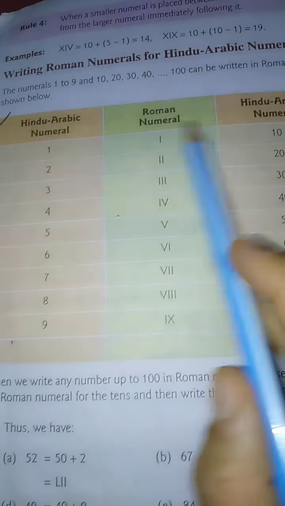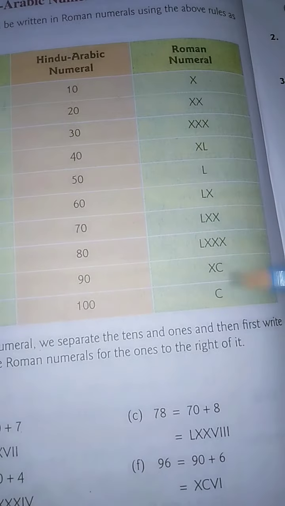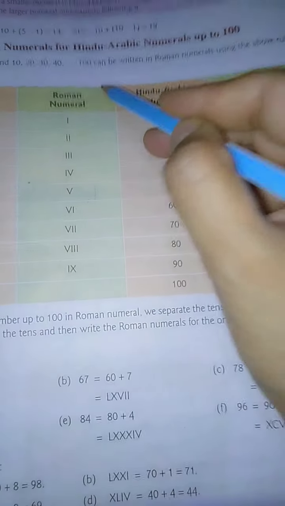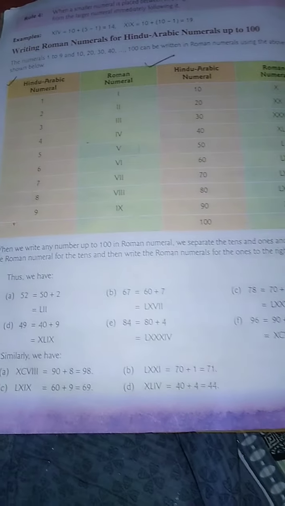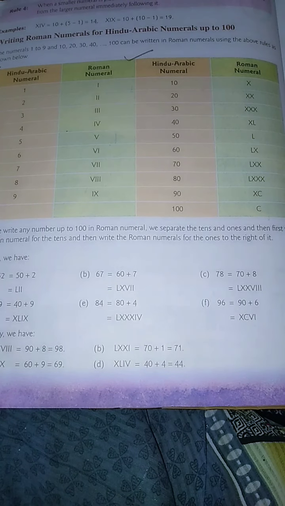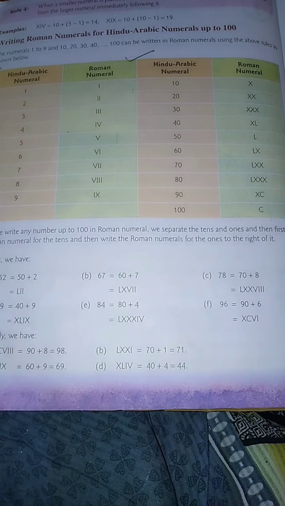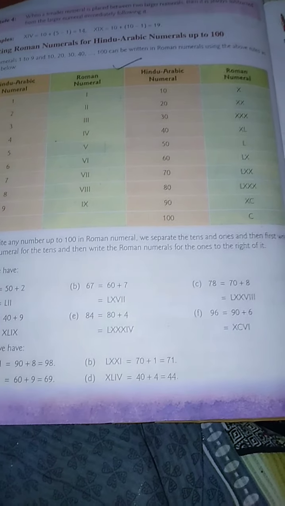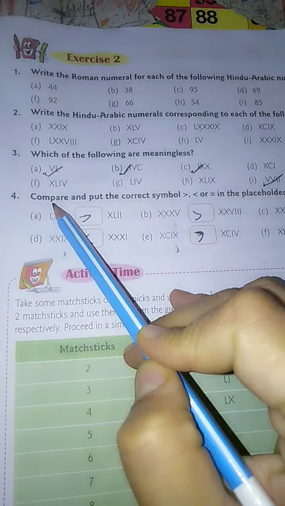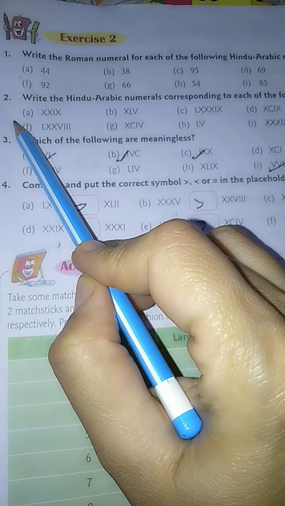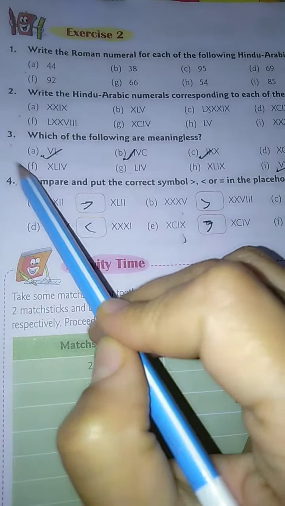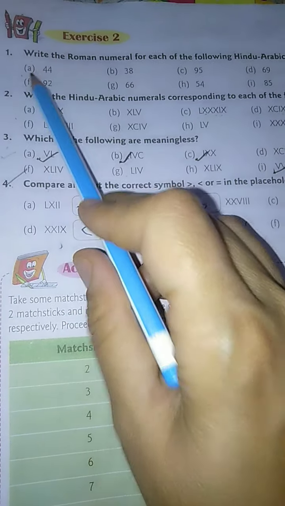Now here is a chart given in which 1 to 9, then 10 to 100. It is given over here. This chart also you will be making in your notebooks. Have a look at it nicely. You can take a picture of it and you have to make this in the notebook. Now this is the exercise which you will be doing. 4 questions, out of which 1 and 2 you will be doing in notebook, and 3 and 4 only in book. Okay. So I'll solve some of the questions of 1 and 2 for you.